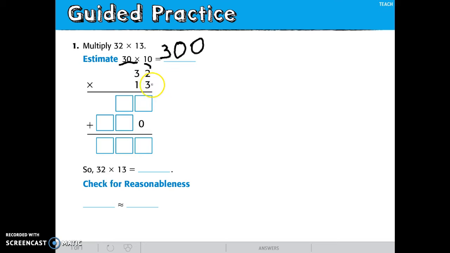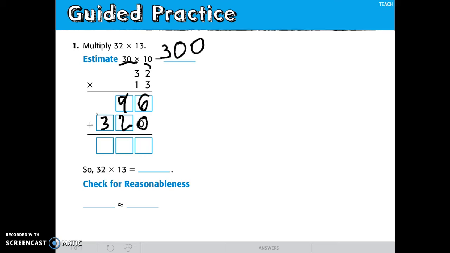We're going to start with the ones place, and we're going to multiply 3 times 2, which is 6, and 3 times 3, which is 9. Now we have to multiply in the tens place, so we need to remember to put our 0, because we're using the tens place, not the ones place. Then 1 times 2 is 2, and 3 times 1 is 3.